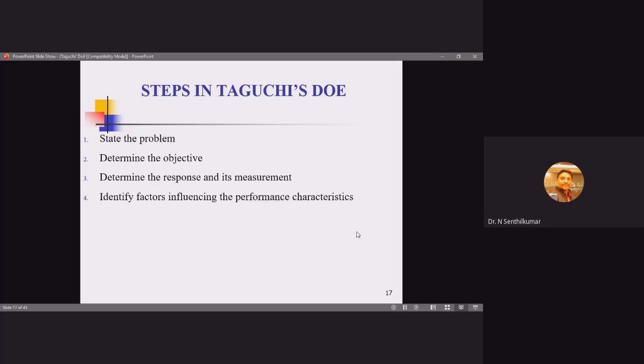Then identify the factors that influence the output. Normally in the turning process, we have to consider the cutting speed, feed rate, depth of cut as default. Other parameters we can add. Then separate the factors into controllable factors and noise factors. Noise factors we cannot control, so we have to leave them out and control them externally. Then determine the number of levels.